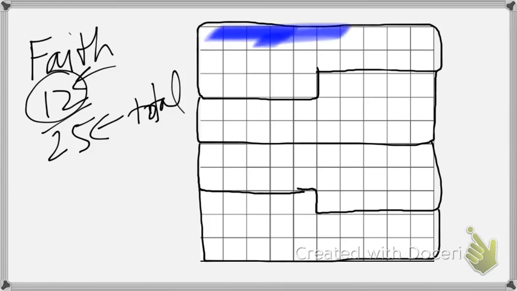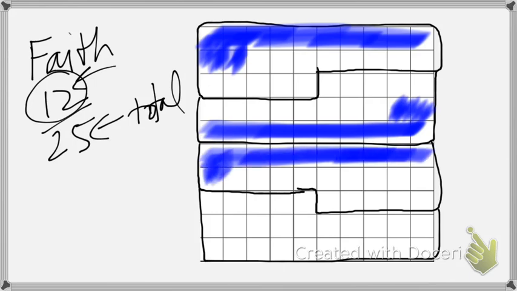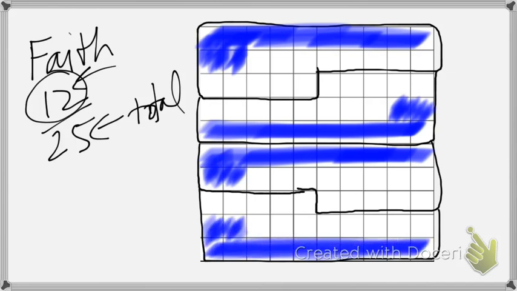So here's 10, and then we need two more, right? And then the second one, we also need 10. Doesn't matter which ones we shade in, and we need two more. Third one. Does that make sense?